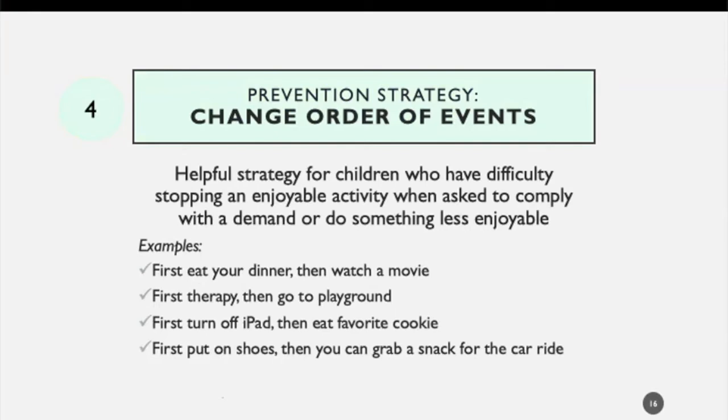Another strategy is to change the order of events. This is really helpful for kids who have a difficult time transitioning away from things that they like to do, or for kids who are non-compliant or try to escape demands. Simply by utilizing motivation in our order of events can be a really effective strategy. Some examples: first eat your dinner and then you get to watch a movie. We have to know what our child wants in the moment and utilize that for motivation.